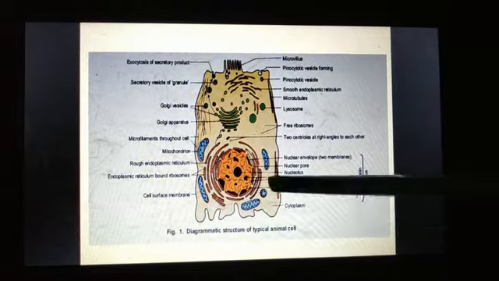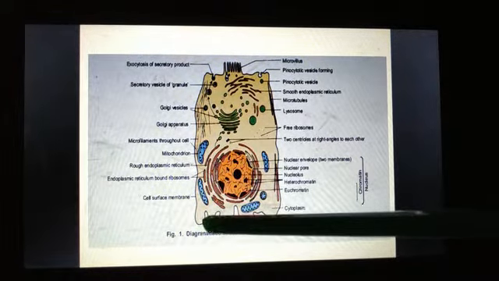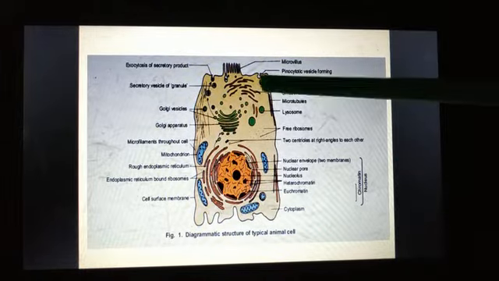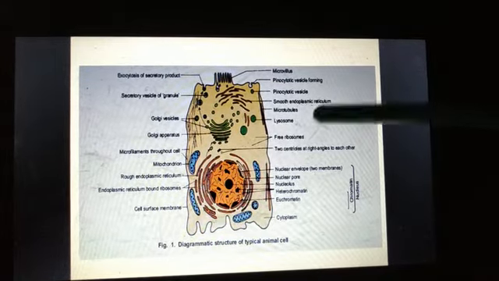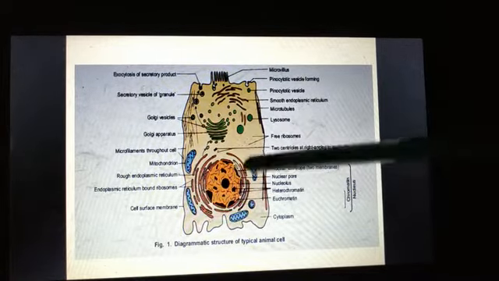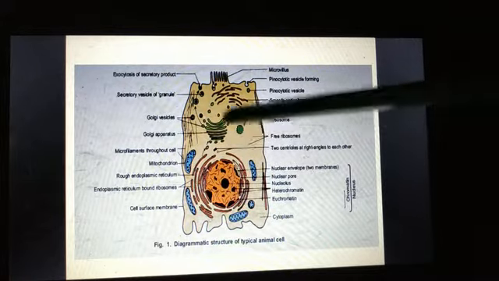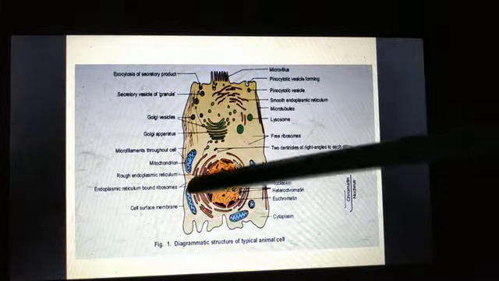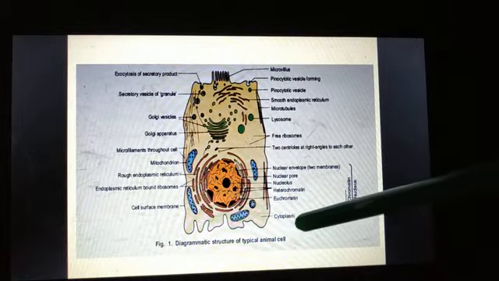The outer layer is our cell membrane, and we also call it the plasma membrane. Now inside this we have an aqueous substance which is filled inside the cell. We call it cytoplasm. Cytoplasm, this one.